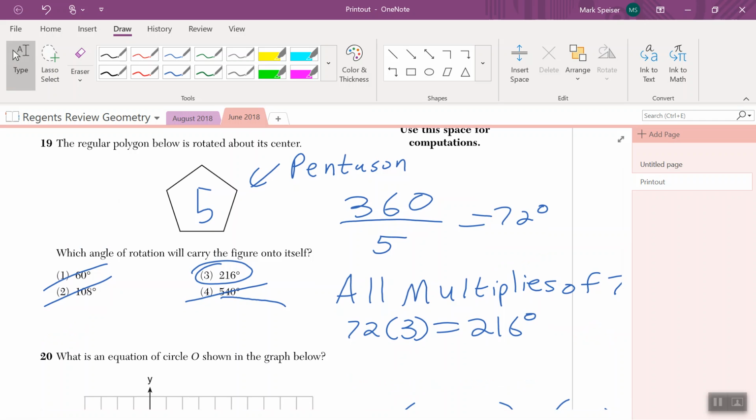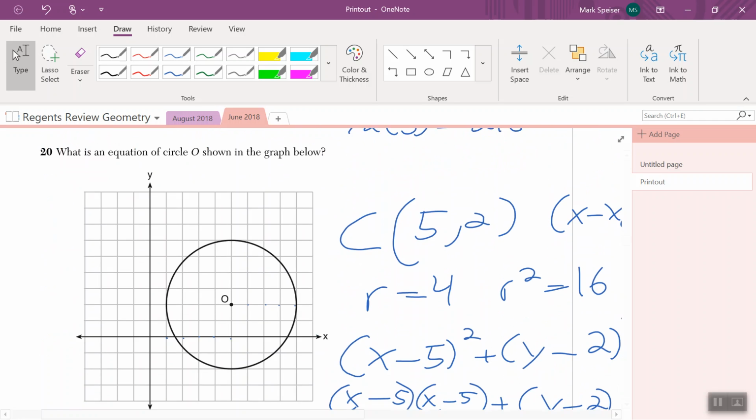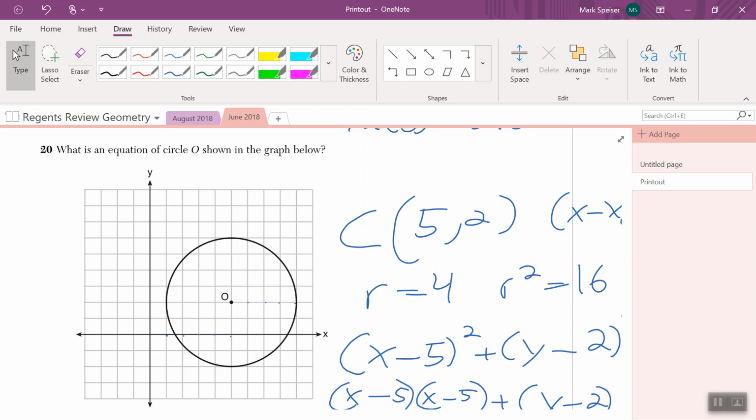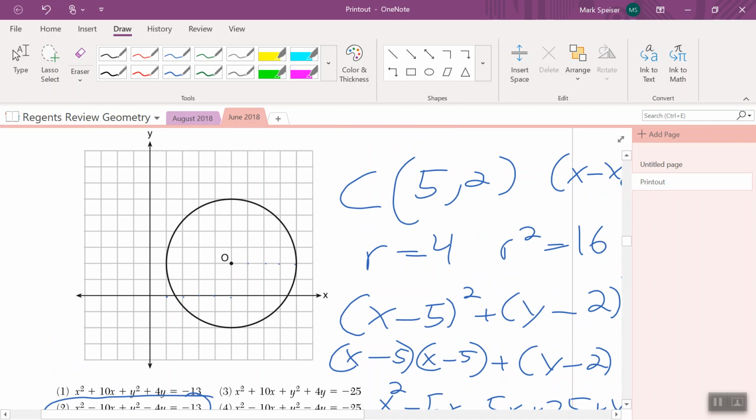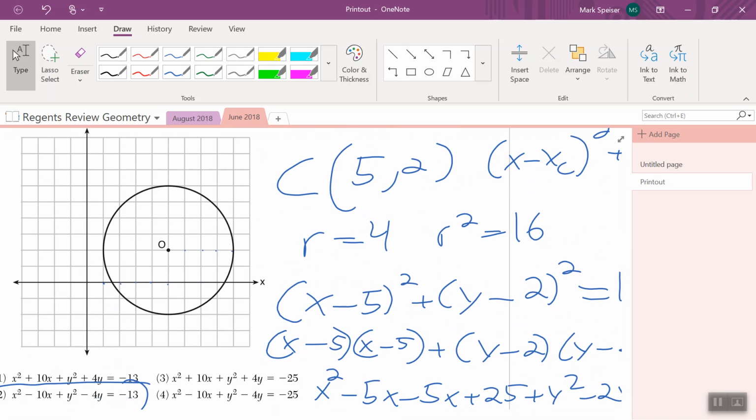On to question 20. What's the equation of circle O shown in the graph below? Every choice in the bottom is in some form of the general form, not the center radius form. So we have to work backwards. So the center of this circle is 1, 2, 3, 4, 5 on the x, and 1, 2 on the y. So center is 5, 2. The radius is 4 units. Center of 5, 2.